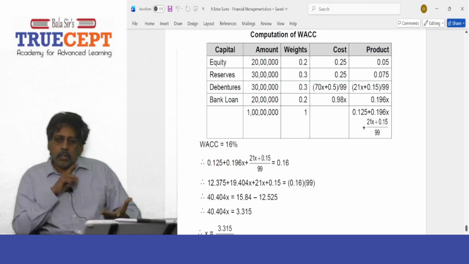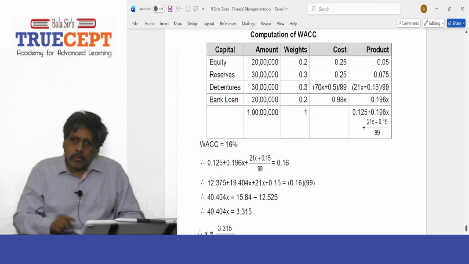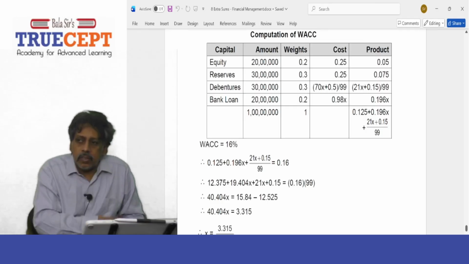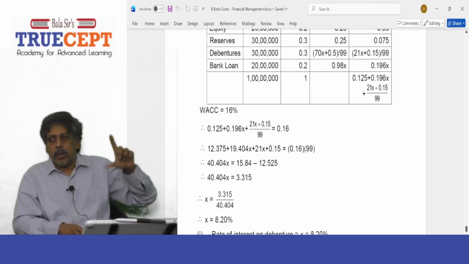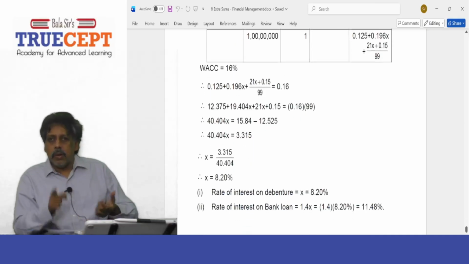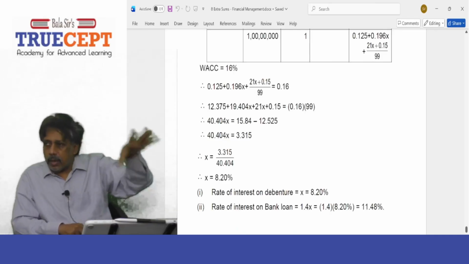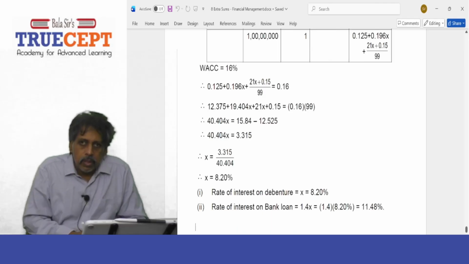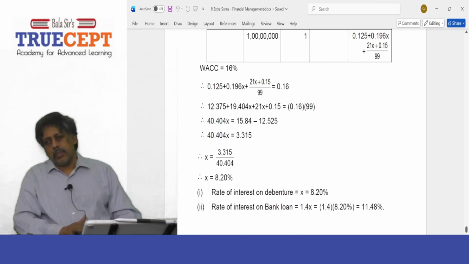So what is 0.25 into 0.2? 0.05. Very good. Do that for all the numbers. And the total of that should be how much? We know 0.16 or 16% WACC is given in the question. Yes or no? Yes, sir. That's what they have written. Now when you solve, how much X do you get? X works out to 8.2%. And what will be the bank loan? It is 1.4 times 8.2. How much you get? 11.48. And that is the rate of interest on term loan. Is that fine? Yes, sir.